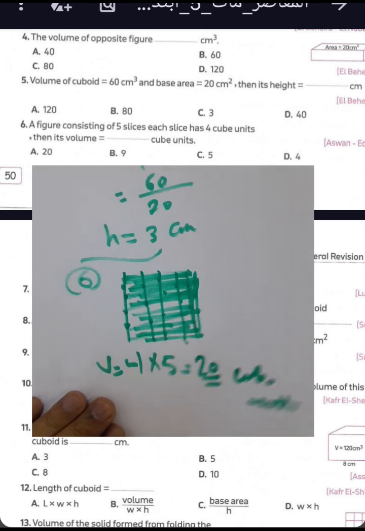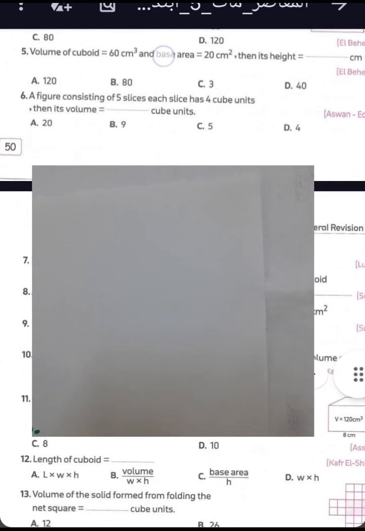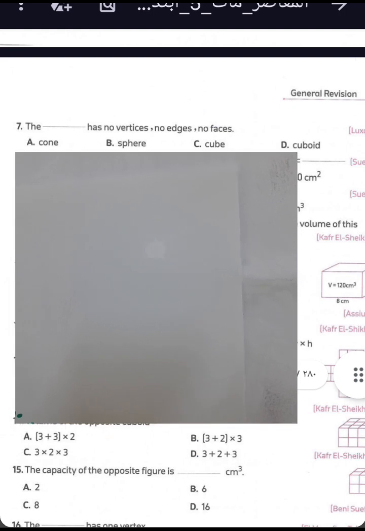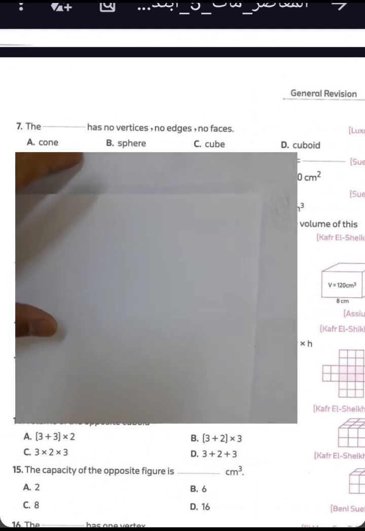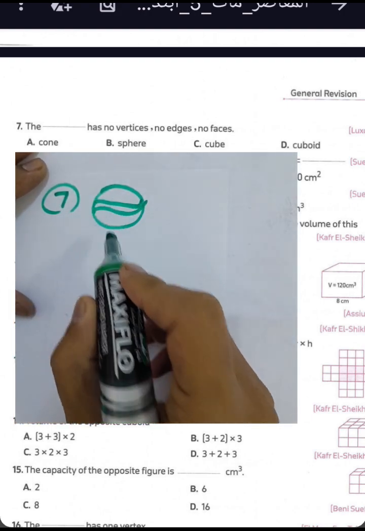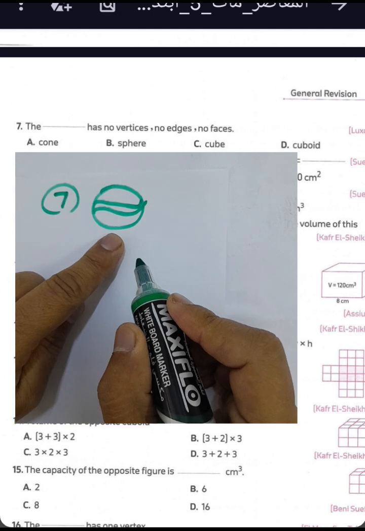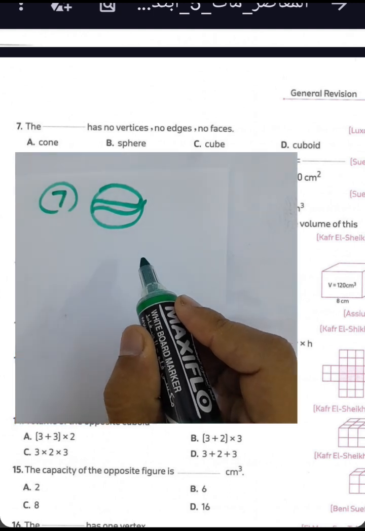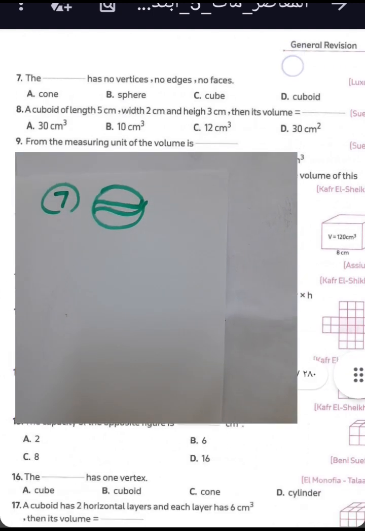Okay, cube units. Look with me at question number 7. The space has no vertices, no edges, no faces. We call it a sphere, like the ball, okay? A sphere has no vertices, no edges, no faces.